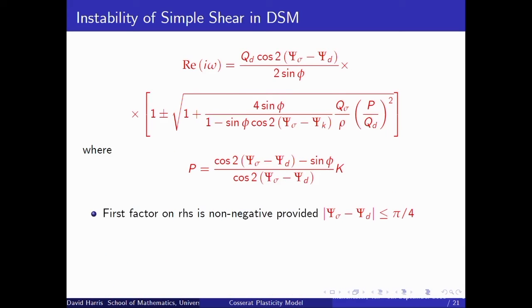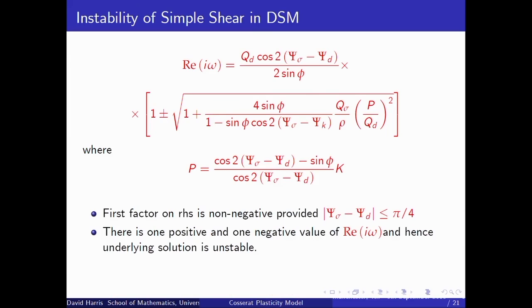Similarly, if we do the double shearing model, there's no minus sign here now. This expression is always positive. We can see that we're going to get one positive, one negative root. It is highly reasonable to say that the magnitude of psi sigma minus psi d is less than or equal to pi over 4, so that's not a problem. Again, there is one positive, one negative root, and so the underlying solution is stable. And the perturbed solution now grows exponentially for all values of psi k. Psi k runs from minus pi over 2 to plus pi over 2 to cover the whole range.